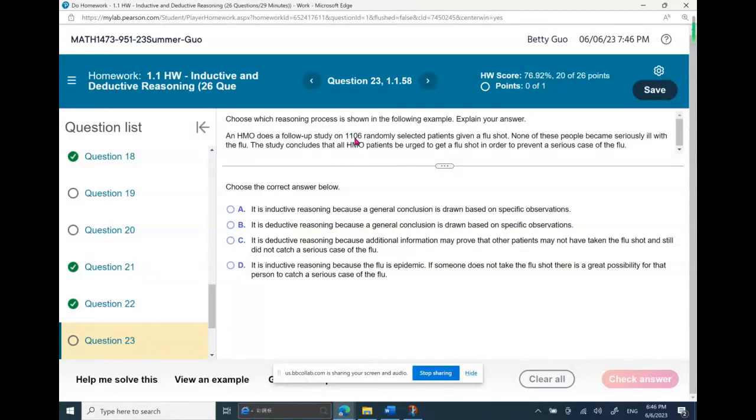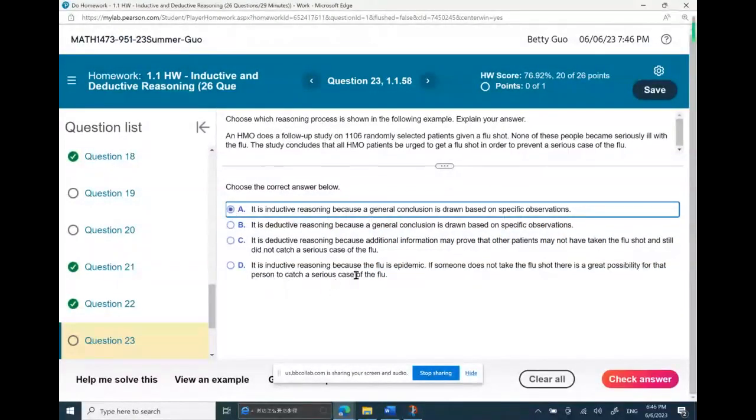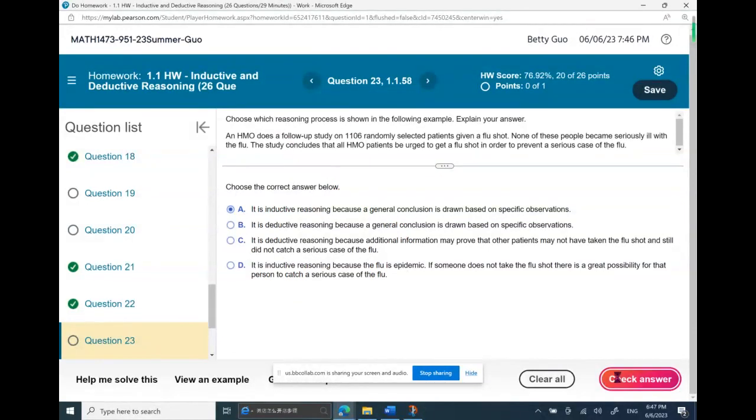From 1,106 specific cases to a conclusion about all the patients. So this is from specific to general. So it's induction. So A or D, because a general conclusion is drawn based on specific observations. Let's look at D: it is induction because the flu is an epidemic, and if someone does not take the flu shot, there's a great possibility. Yeah, D is too complicated. We are talking about reasoning, so just A.